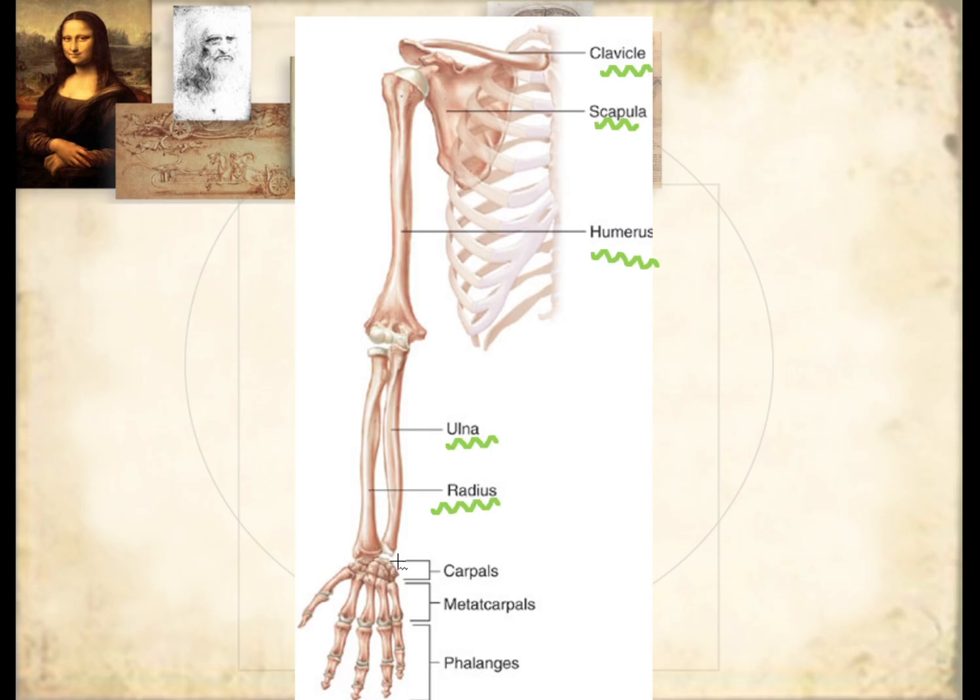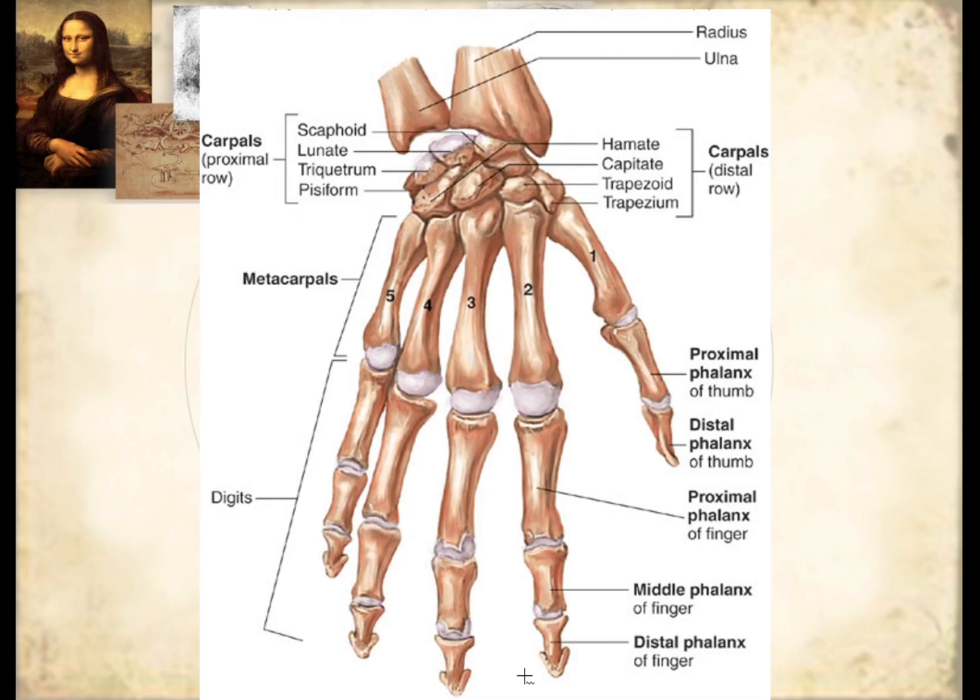And you can see here, this joint is known as the carpals. After that come the metacarpals, and then the phalanges. As you can see here, this one is the metacarpals, and this part is the phalanges. This is the middle phalanx of the finger, this is the distal phalanx, and this is the proximal phalanx of the finger. And this part is the carpals.